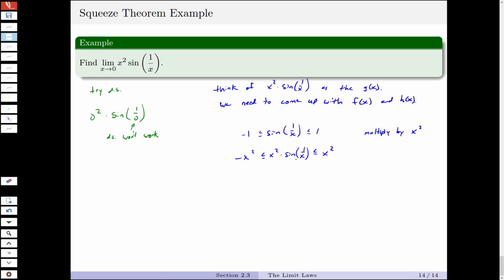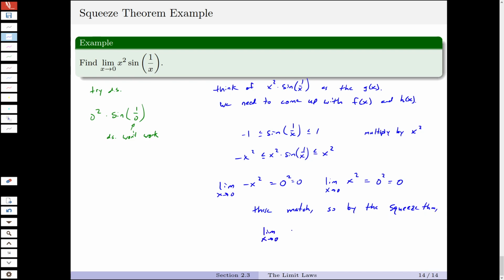So now let's see if these two meet as x approaches 0. I look at the limit as x approaches 0 of negative x squared. That's 0. I'm going to look at the limit as x approaches 0 of positive x squared. Direct substitution, I get 0. These match. So by the squeeze theorem, the limit as x approaches 0 of x squared sine 1 over x is 0 also.